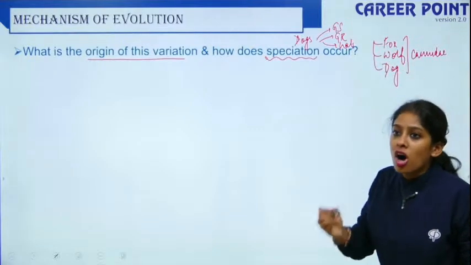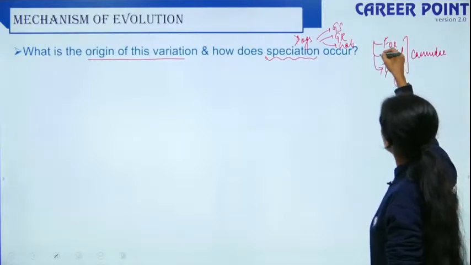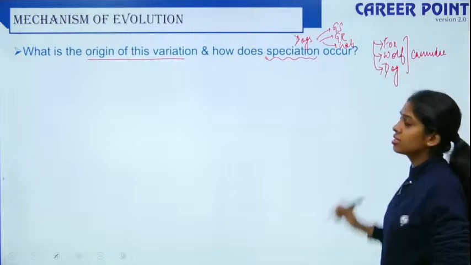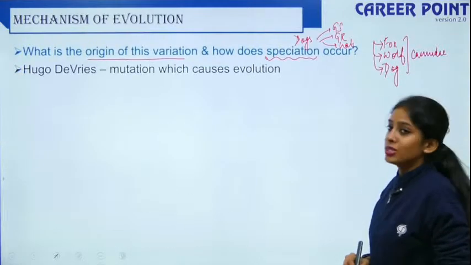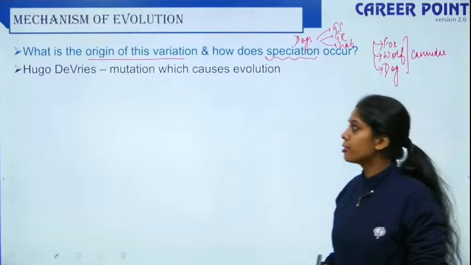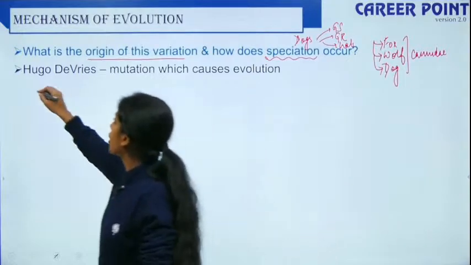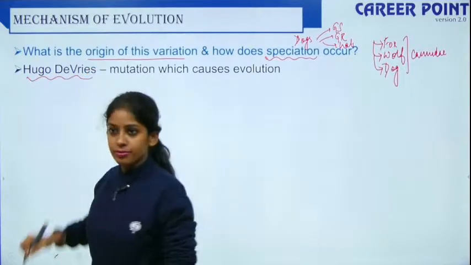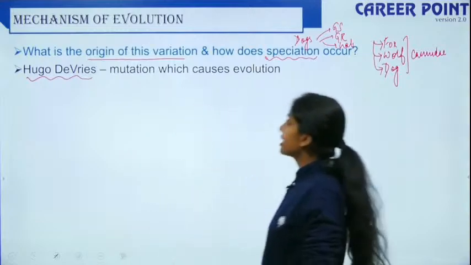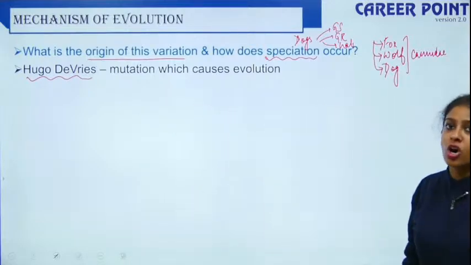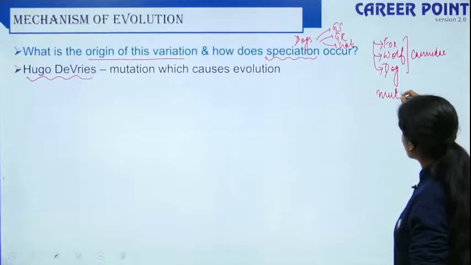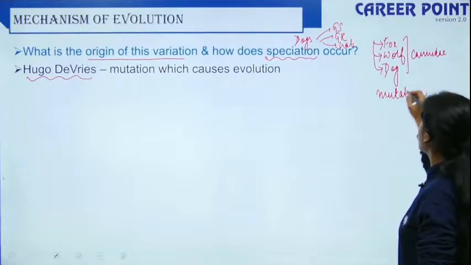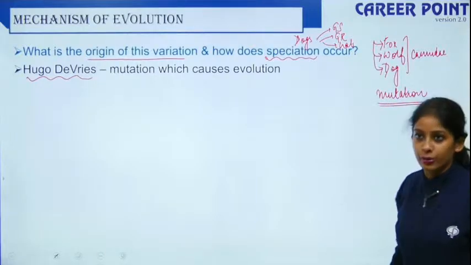So what caused this variation? That is the question. If you know what caused this variation, that is how evolution happened, right? So there was another scientist who comes into the picture. He is called Hugo de Vries. Hugo de Vries said mutation is what causes variation. So mutation causes variation. That is what this scientist gave as a clue.